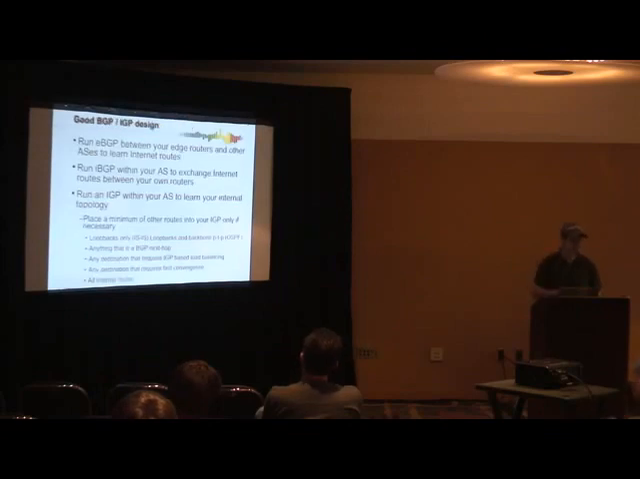Typically what people do these days is they run eBGP between the edge of their network and other ASs to learn internet routes. And then they run iBGP internally to ship those internet routes around inside their network. And then they also run an IGP, which is used to learn the internal topology of their own network.